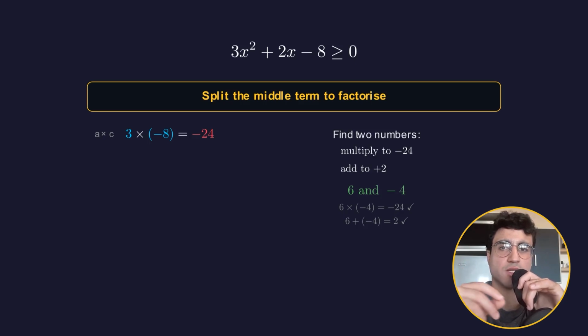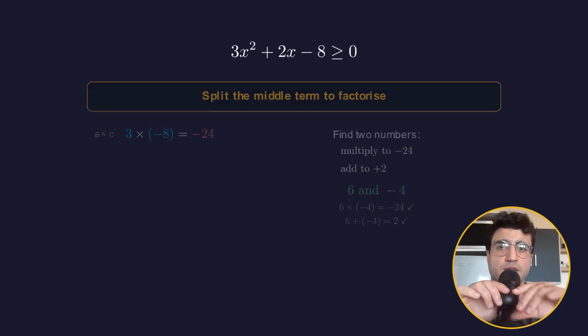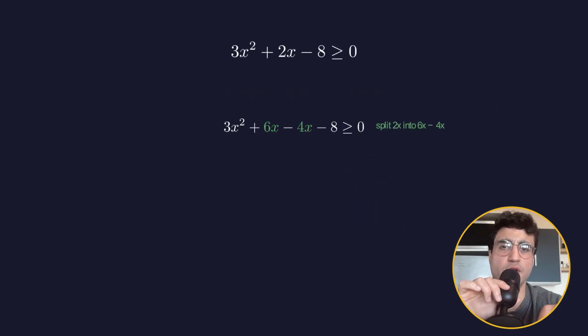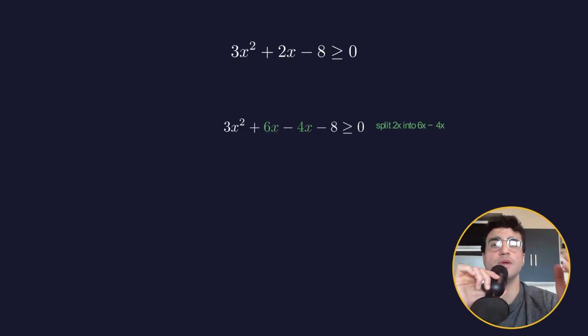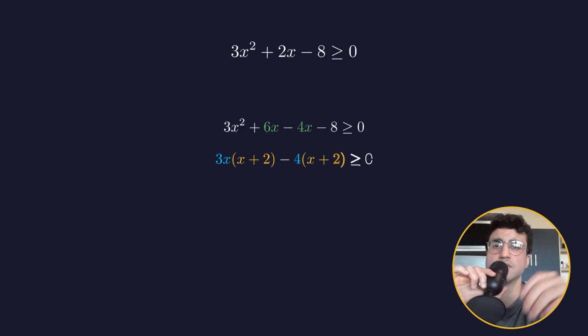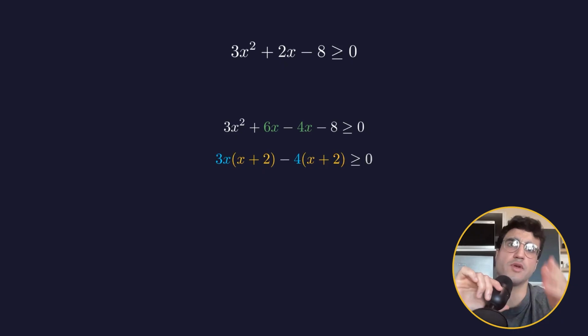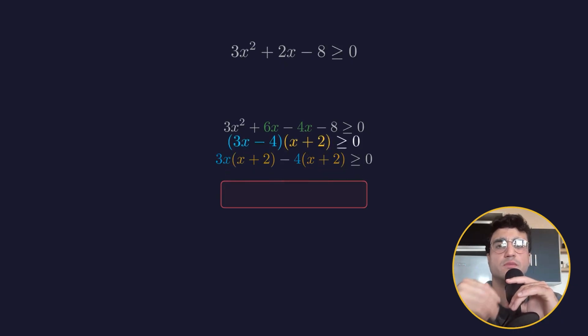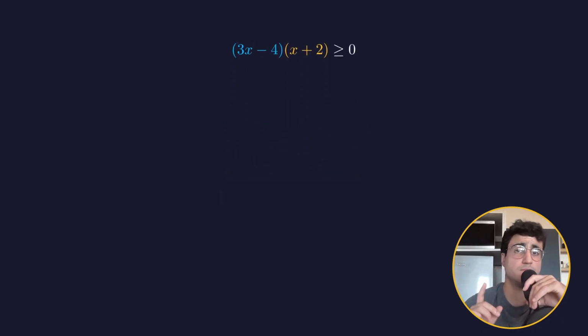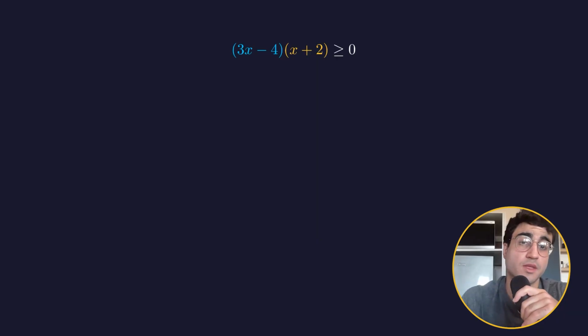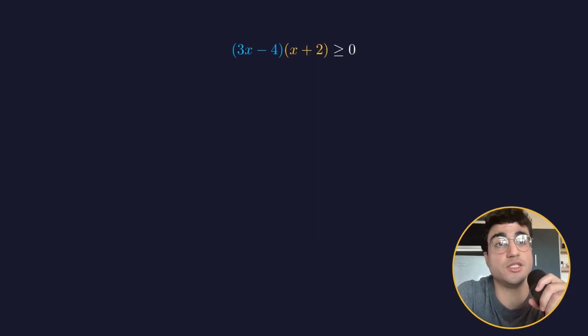Okay, so that 2x now, well, we're going to break this all down. We're going to say that 3x squared plus 6x minus 4x minus 8 must be bigger than or equal to 0. Okay, and as a result, we now factorize. We get 3x times the common factor x plus 2 minus 4 times the common factor x plus 2 is greater than or equal to 0, which means that 3x minus 4 times x plus 2 must be greater than or equal to 0. But we're not done yet, because the next part is again testing, do they know how to actually manage these inequalities in the final stages?